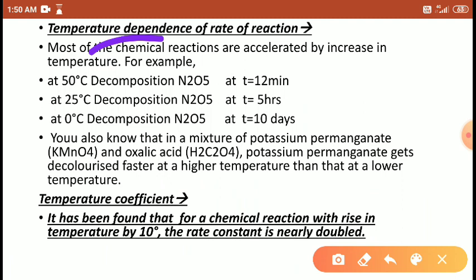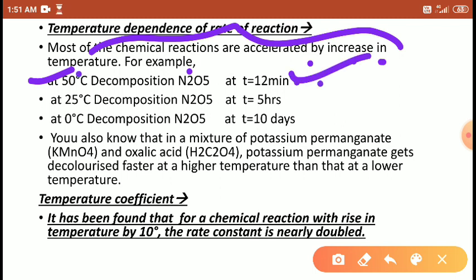So most of the chemical reactions improve or increase with increasing temperature. Look at one example, students. At 50 degrees Celsius, the decomposition of N2O5 takes 12 minutes. If you reduce the temperature to 25 degrees Celsius, then the decomposition of N2O5, nitrogen pentoxide, takes 5 hours.